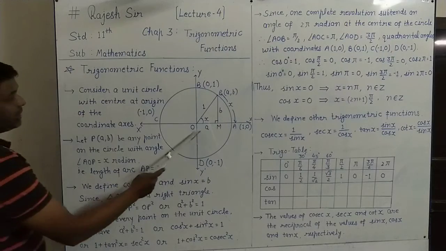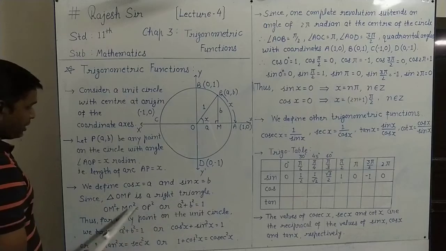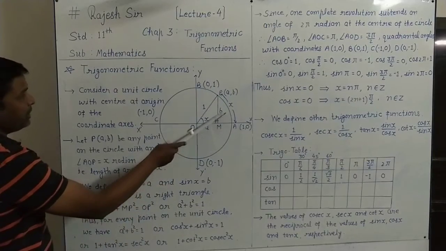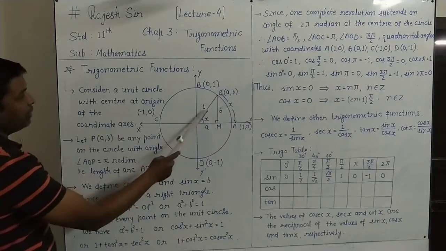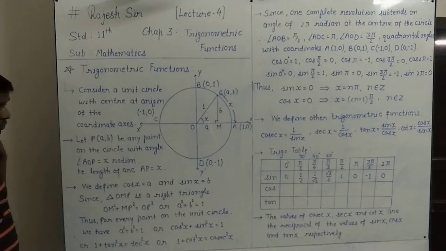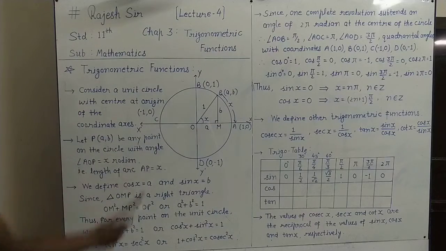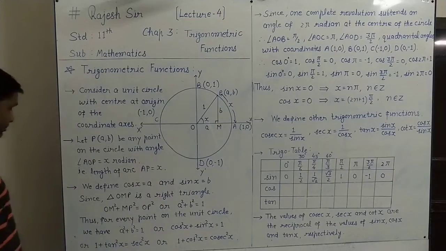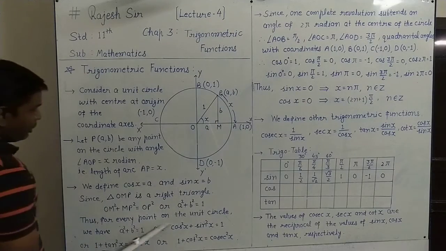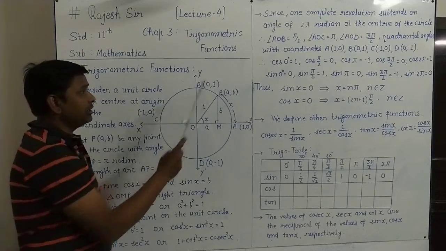Now place the values. OM is, you can see from the figure, a, so OM square is a square, plus MP is b, so b square, equals OP which is 1, and 1 square is 1. So we have a square plus b square equals 1 in this figure, by the Pythagoras theorem. Thus for every point on the unit circle, if you take the point anywhere, it is not necessary that we take only this point here.